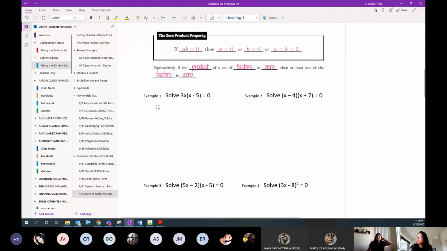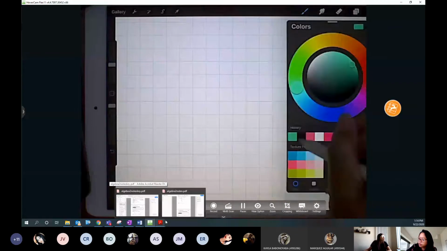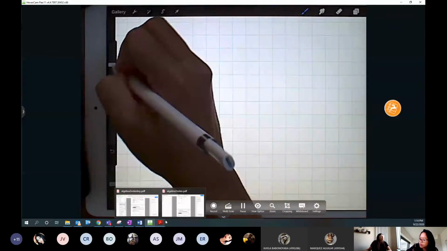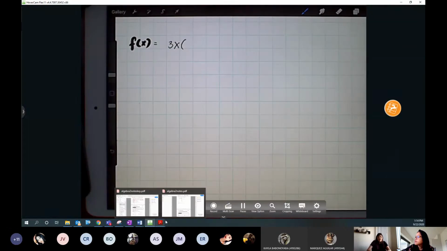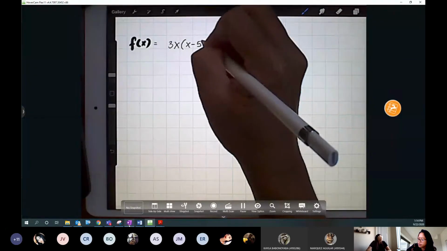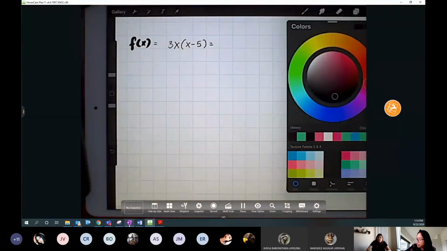And I think a lot of you already have done this when you were in freshman, because you graphed quadratics or parabolas. But I'm just going to show how you're going to be solving for x given the factored form. Okay. So for the first one, f of x, 3x and x minus 5 equals 0. Okay, our goal is to find the x.